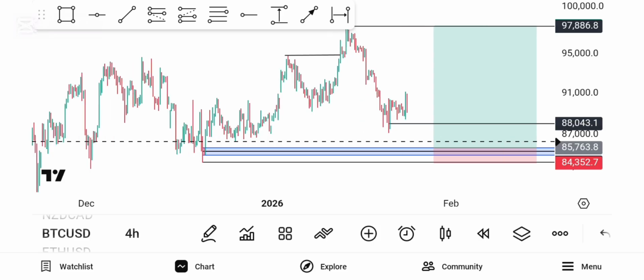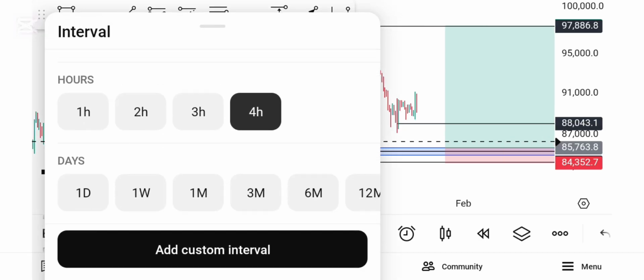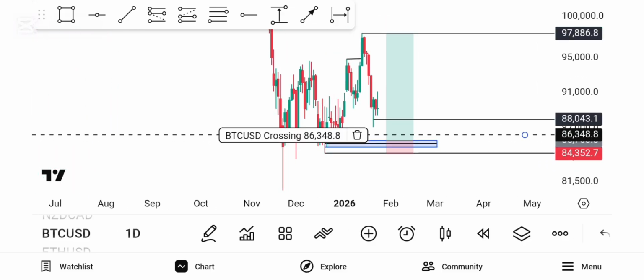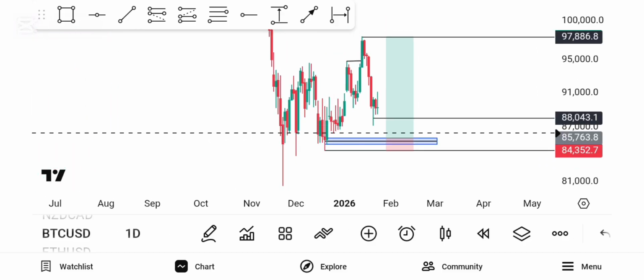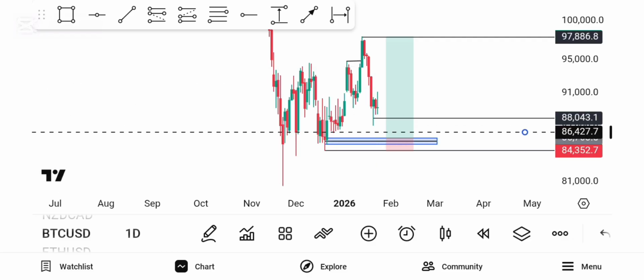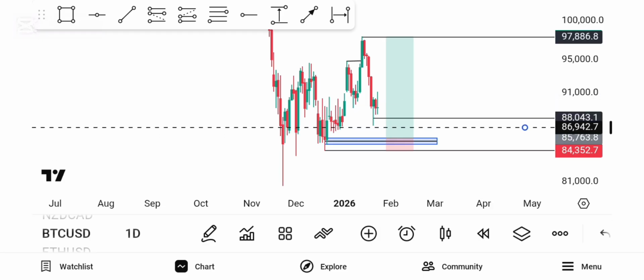So, expectation on BTC: we're expecting a buy from these pairs. I've done the analysis, I don't need to analyze it again. My expectation is for it to come to this place and take out all those liquidity. The first liquidity has been taken out. This is the second one.